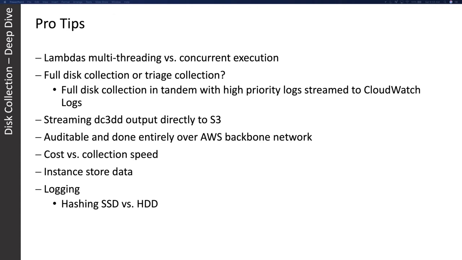And then lastly, thirdly, streaming evidence directly to S3. So we stream the DC3 DD output directly to S3 without any intermediary storage. This is to reduce the resource consumption of our collector VM instance.